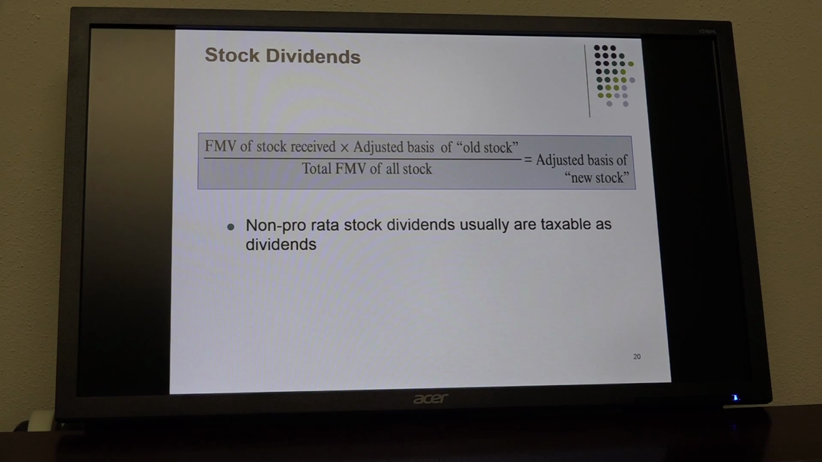And of course, as far as non-taxable dividends, I'm going back. The holding period for the new shares would be the same holding period as the old shares. In a taxable stock dividend, the holding period of the new shares is the date of distribution.